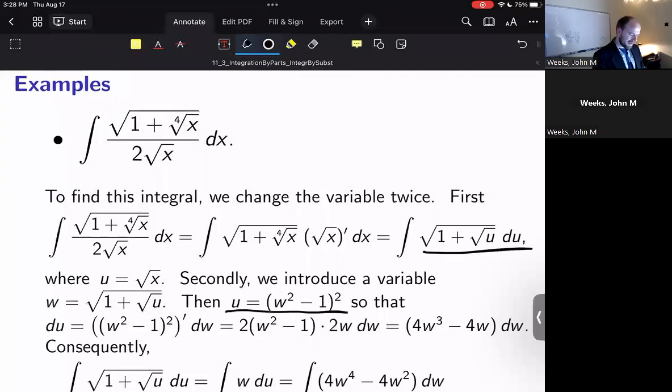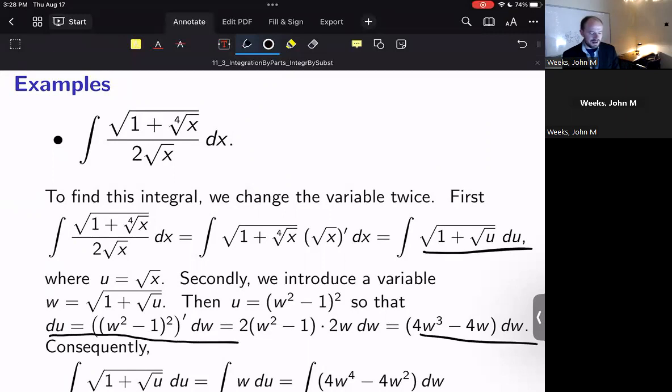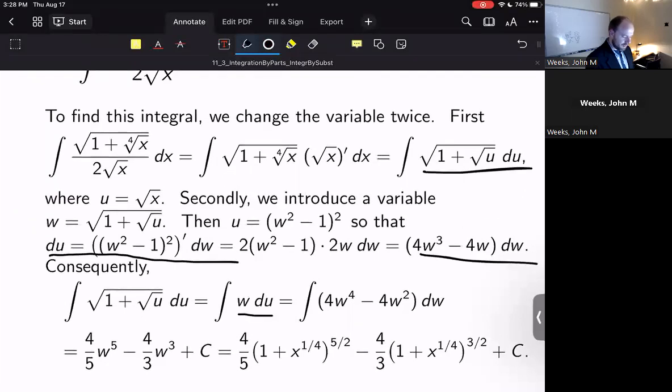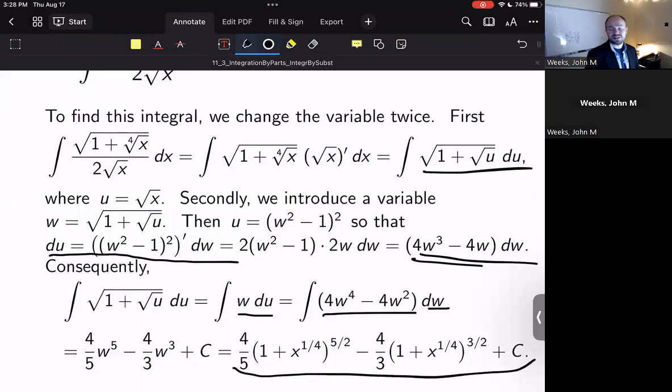In order to do that, let's start by solving for u. u is equal to the quantity w squared minus 1, quantity squared. So that du is equal to the derivative of that, which ends up being 4w cubed minus 4w dw. Now, why is that useful? Well, if I'm integrating with respect to du, then I can replace that with dw by just multiplying by 4w cubed minus 4w. And what I see here is something possible for me to integrate. Going through and substituting in, and making sure it all is in terms of x, since I'm doing an indefinite integral here, I get this value for this integral.